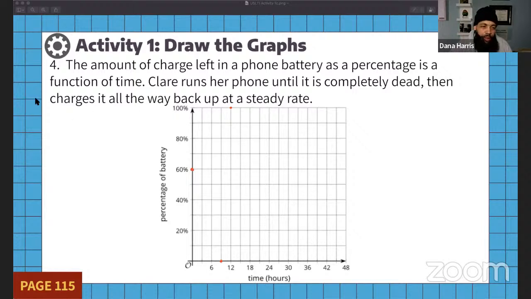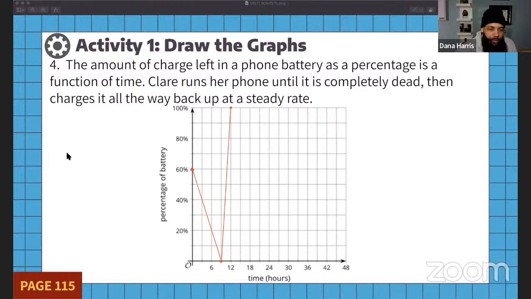So this one, if we connect these lines, then it could look like this. Now, your graph doesn't have to look exactly like this. It could look a little different. All right, so boom, that's what that graph would look like. And what we're saying is, it took about 9 hours for her charge to go from 60% to dead, but it only took about 3 hours for her to charge her phone back up to 100%.